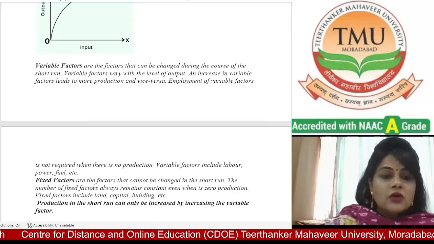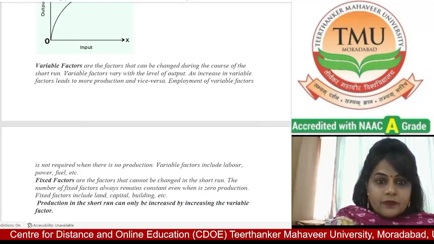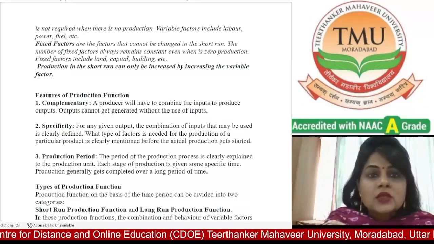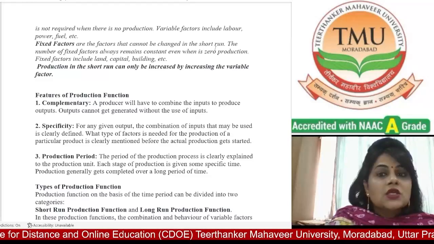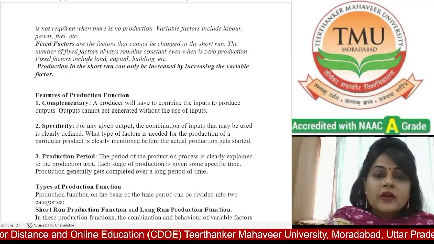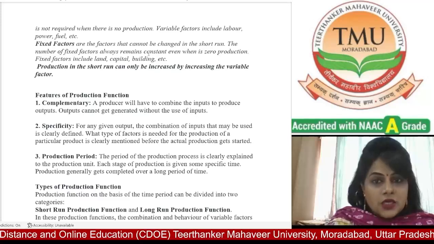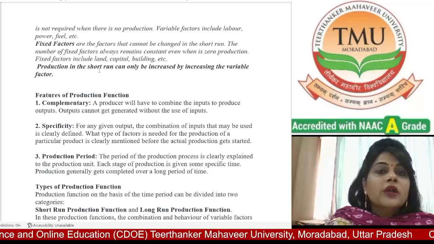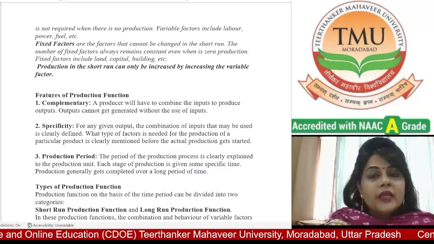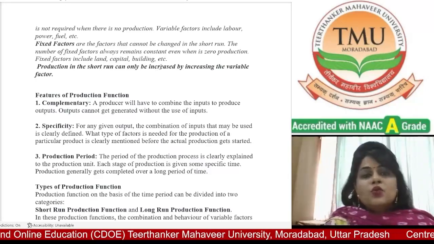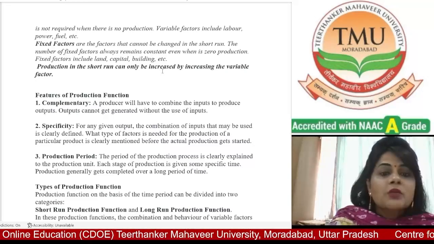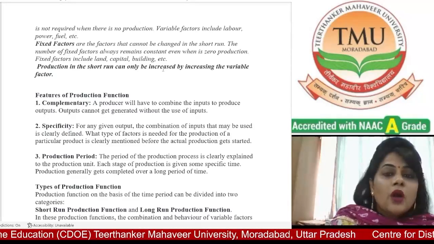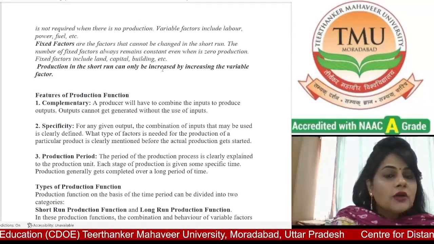Now we discuss what a fixed factor is. Fixed factors are the factors that cannot be changed in the short run. The number of fixed factors always remains constant, even at zero production. Fixed factors include land, capital, building, etc. It means fixed factors are those which remain unchanged as the output of a firm changes in the short run.